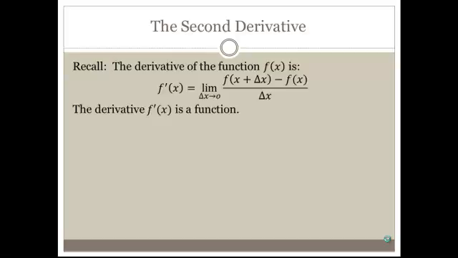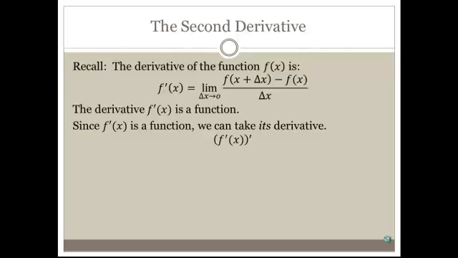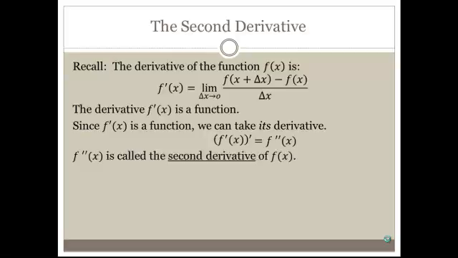And we saw that the derivative f prime of x is a function itself. Since f prime of x is a function, we can take its derivative. We can write this as f prime of x prime, but more simply as f prime prime of x, or f double prime of x. f double prime of x is called the second derivative of f of x.